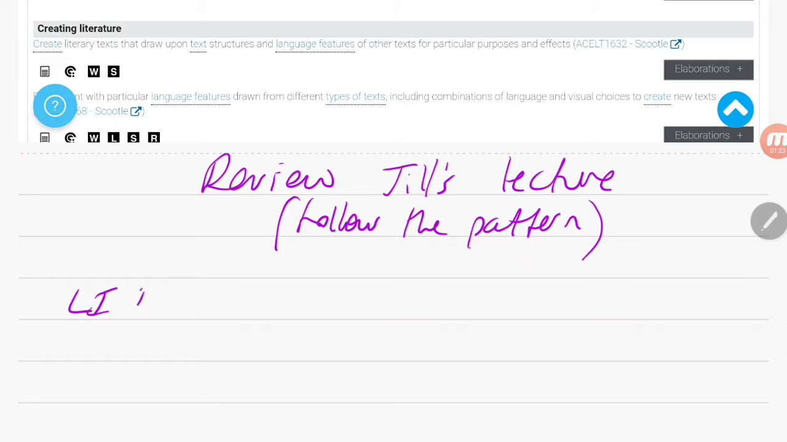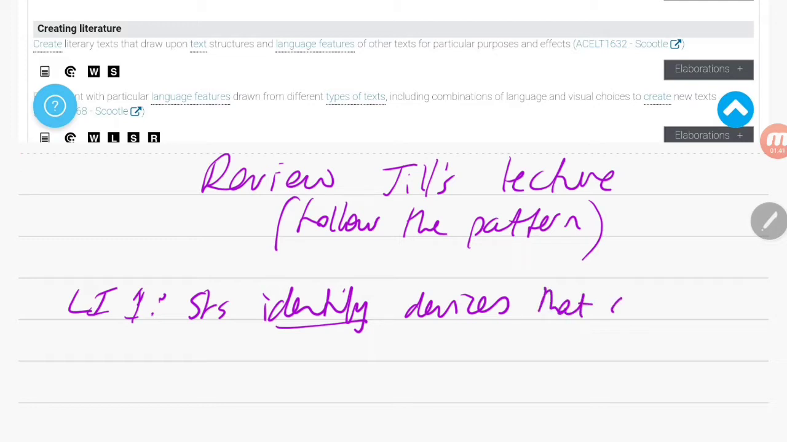learning intention 1. Students have to identify. There's our cognition, which we're going to unpack in the lesson. Devices that create tone in short stories. In fact, I'll circle that one. That's a learning intention.